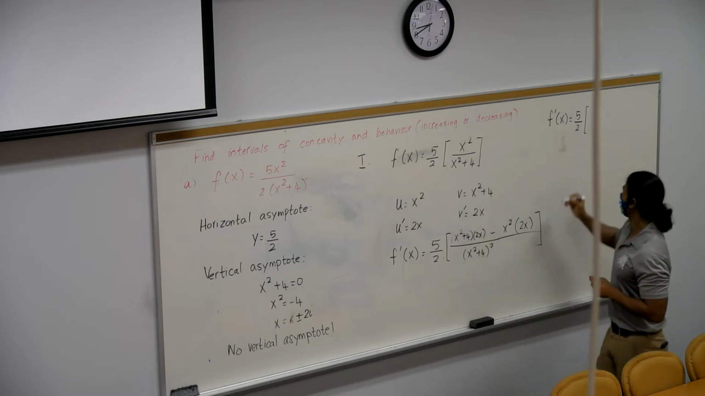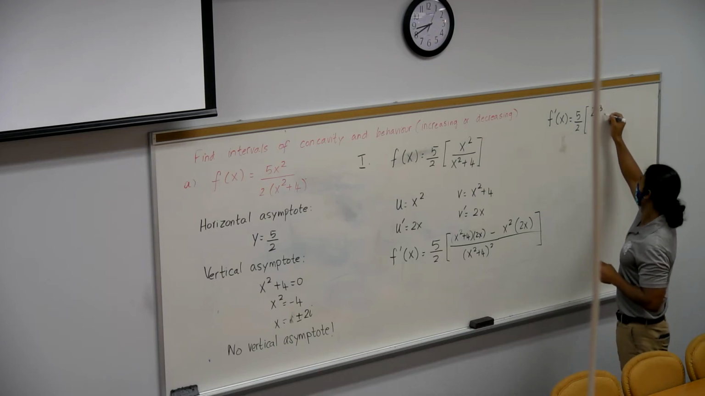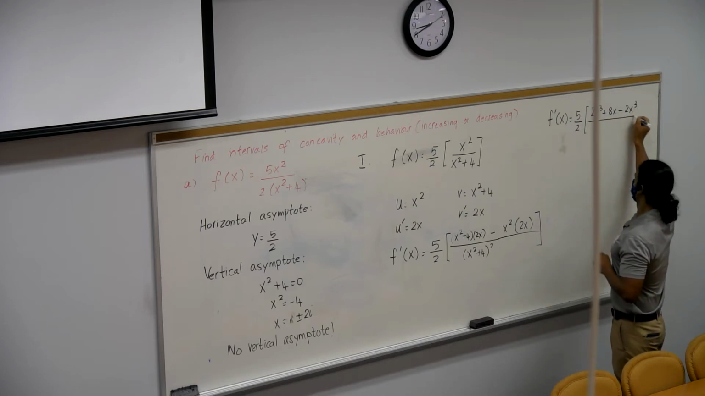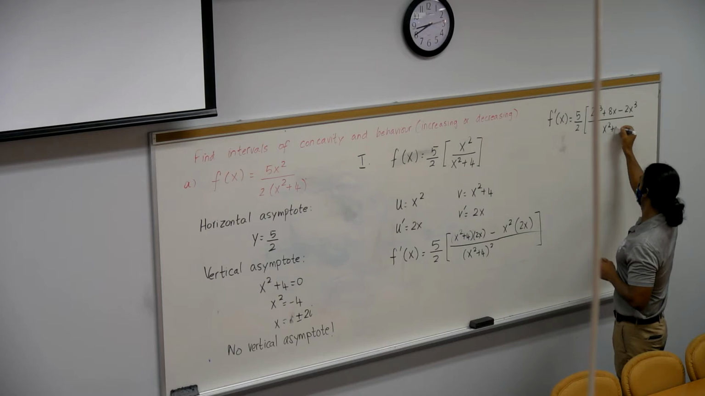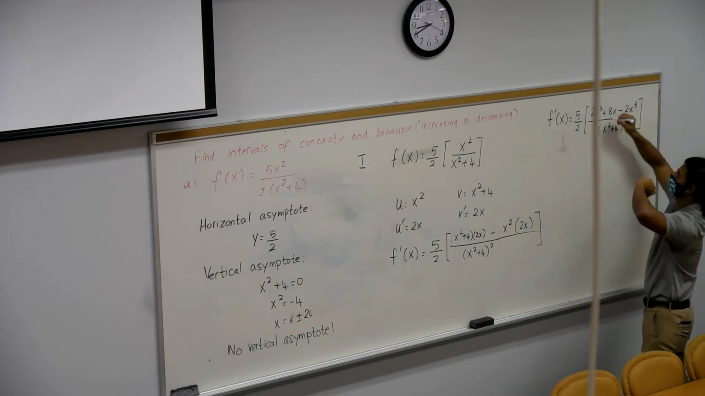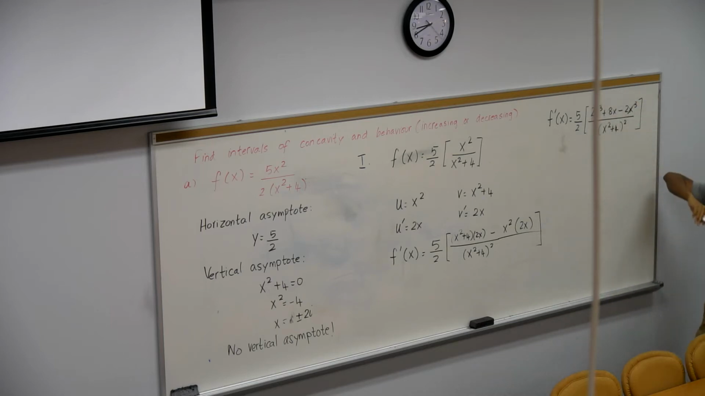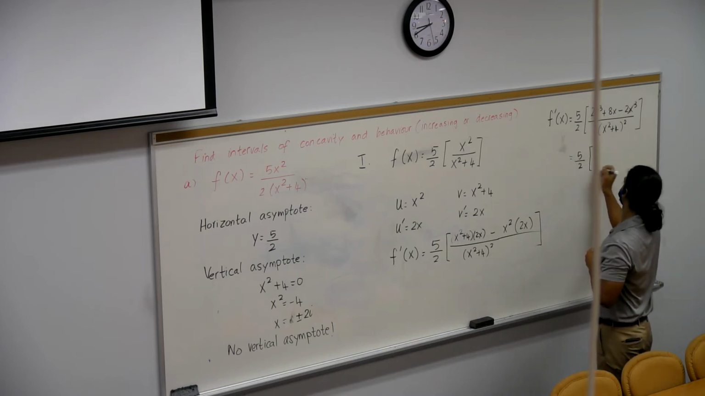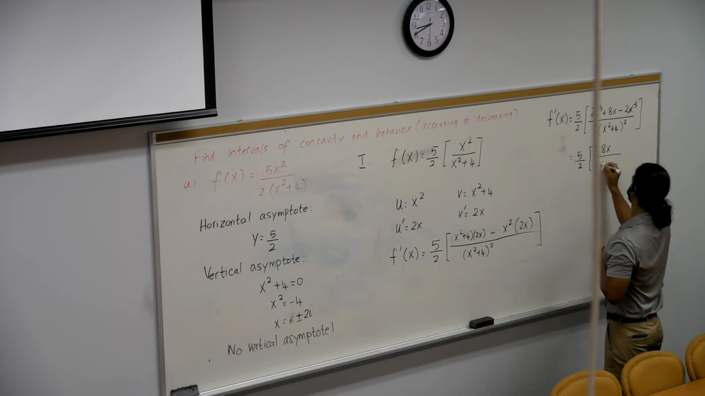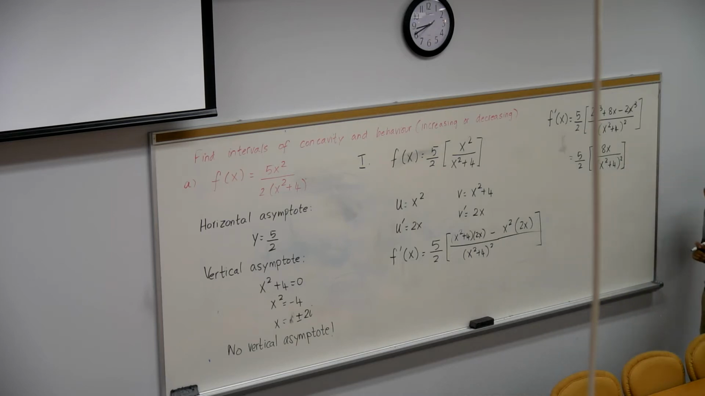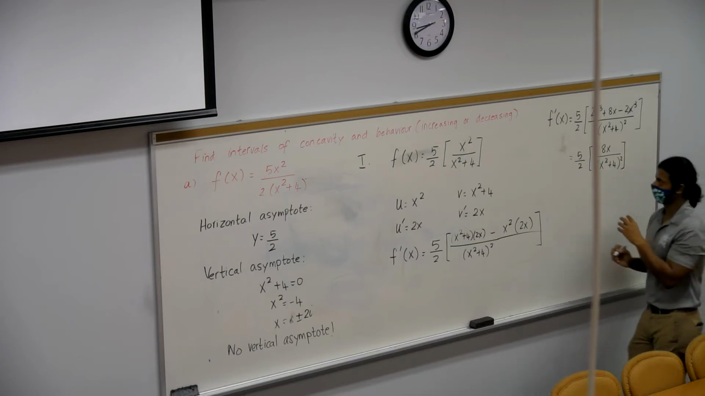So distribute, we get 2x cubed plus 8x minus 2x cubed divided by x squared plus 4 squared. What happens to those two? Those two would get cancelled, correct? And we have 8x in the numerator. Now we have to set this equal to 0 and solve for x.